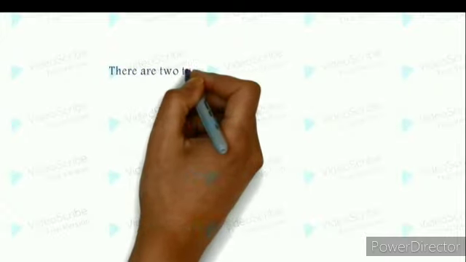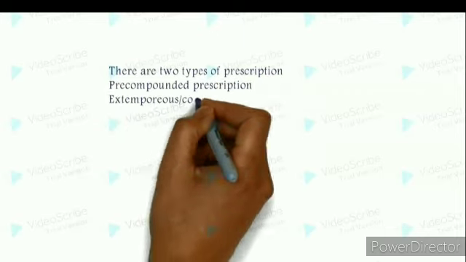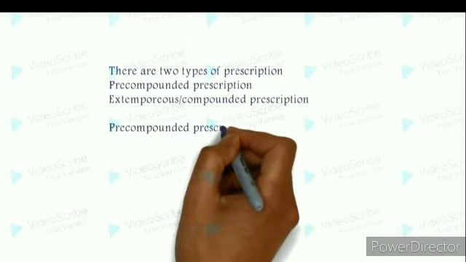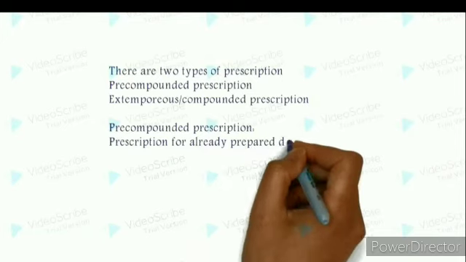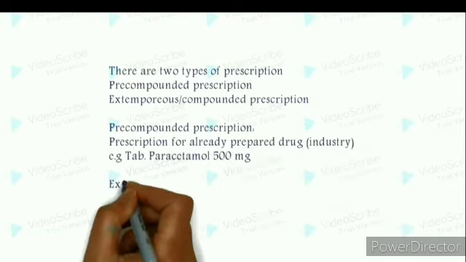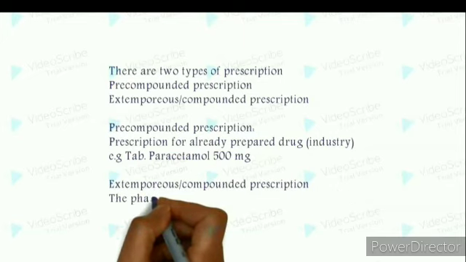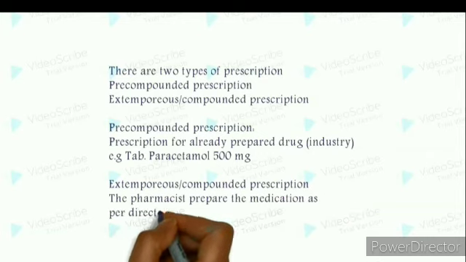There are two types of prescriptions: the pre-compounded prescription and the extemporaneous or compounded prescription. Now we'll see the pre-compounded prescriptions. The prescription for an already prepared drug, that is prepared by the industry, for example tablet paracetamol 500 milligram. Next is the extemporaneous compounded prescription. The pharmacist prepares the medication as directed by the physician.